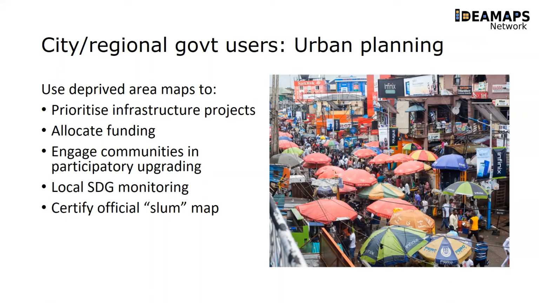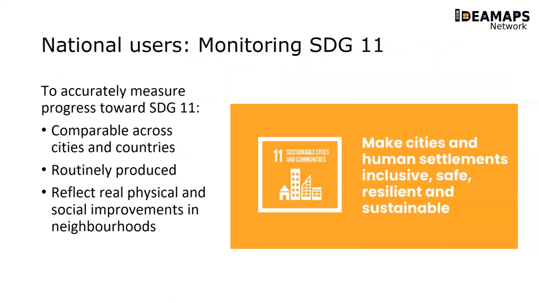Also, city or regional government stakeholders who might want to use deprived area maps to prioritize infrastructure projects or allocate funding, or by engaging communities in participatory upgrading, or local SDG monitoring, or finally certifying an official slum map for their city. And finally, for all of us to finally be able to monitor progress toward SDG 11 accurately. This means routinely and accurately estimating the percent of urban populations living in slums, informal settlements, and other deprived areas.